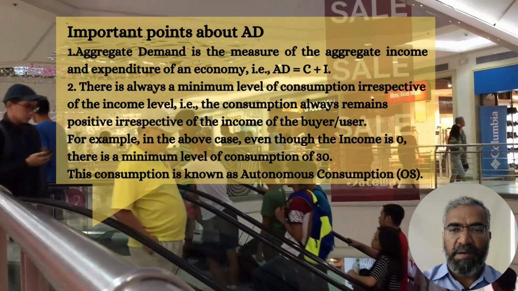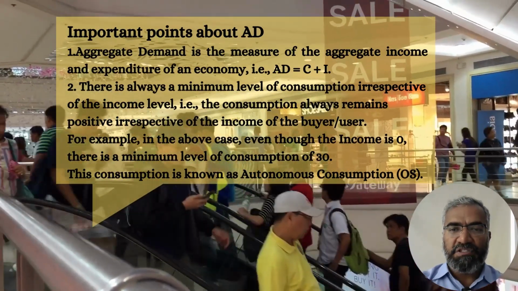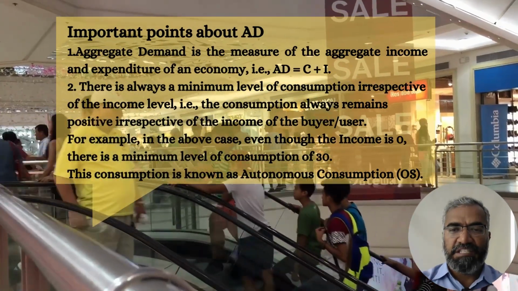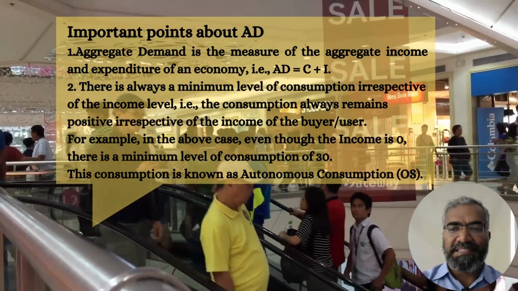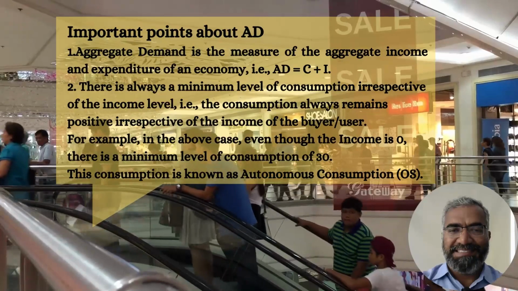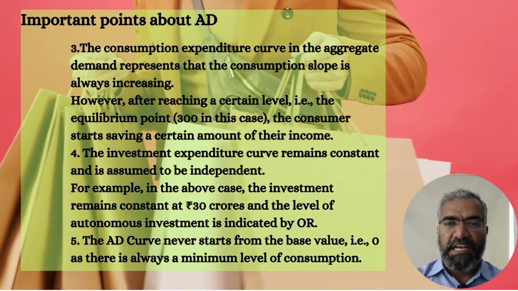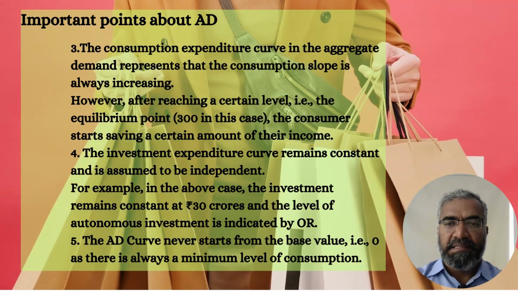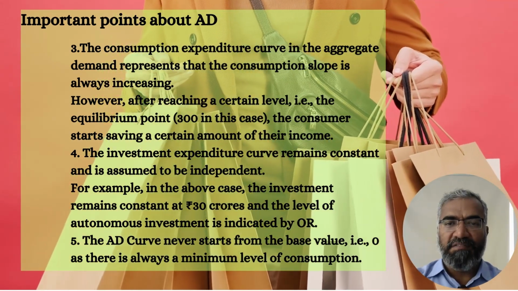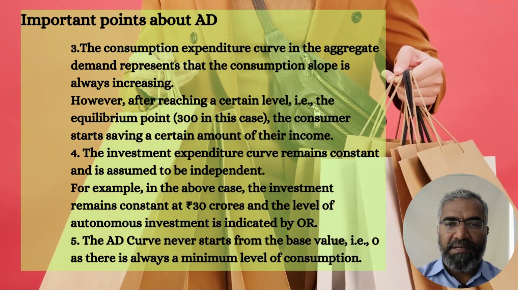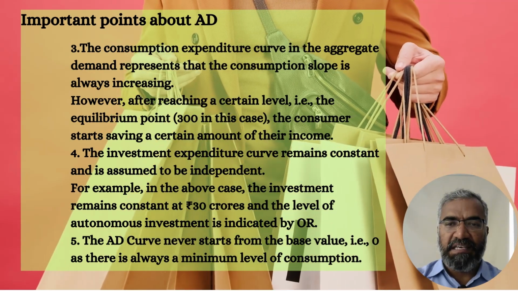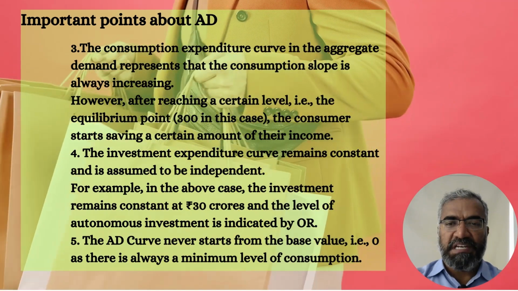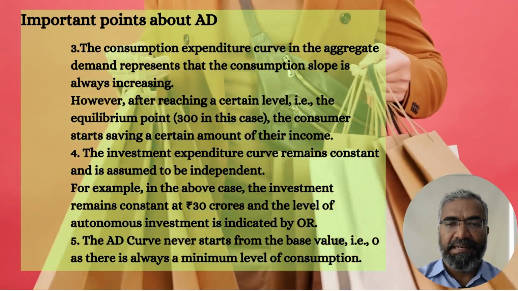For example, in the above case, even though the income is 0, there is a minimum level of consumption of 30. This consumption is known as autonomous consumption, OS. Number 3, the consumption expenditure curve in the aggregate demand represents that the consumption slope is always increasing. However, after reaching a certain level, that is the equilibrium point 300 in this case, the consumer starts saving a certain amount of their income.